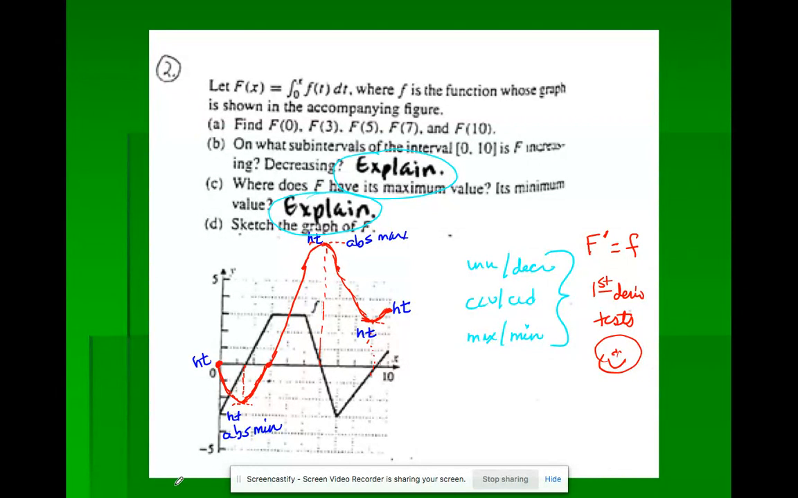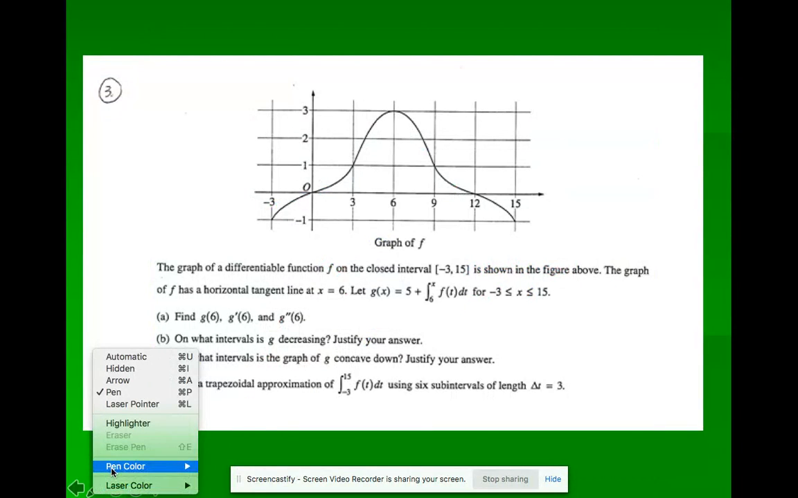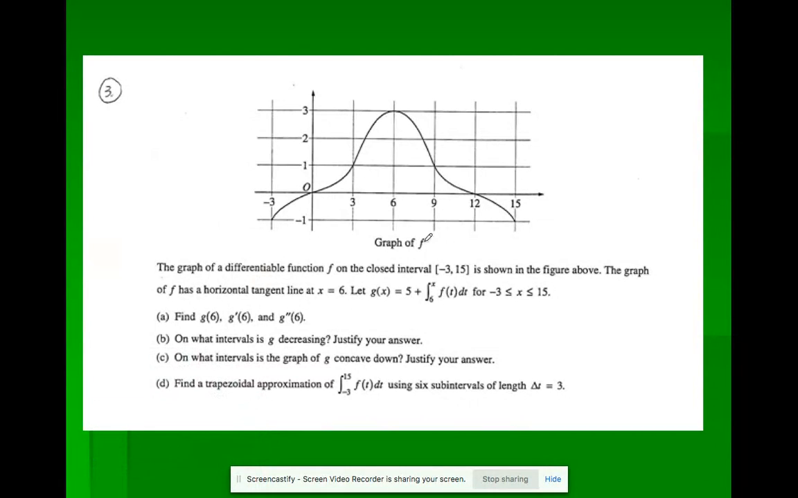All right, last one. And again, if you want to pause the video and do this without me, and then come back and check and see what I've got. This time, notice they've abandoned the capital F. G has an integral in it.